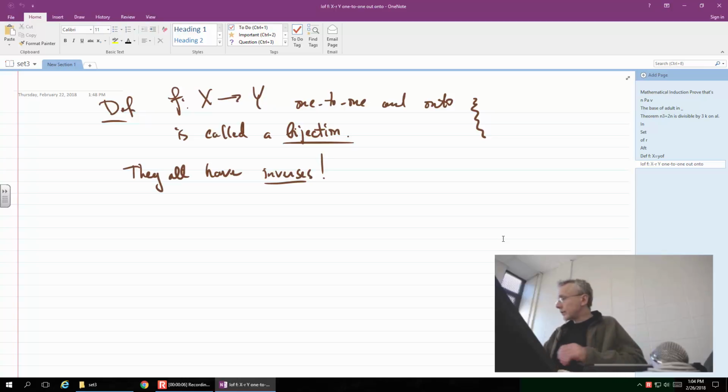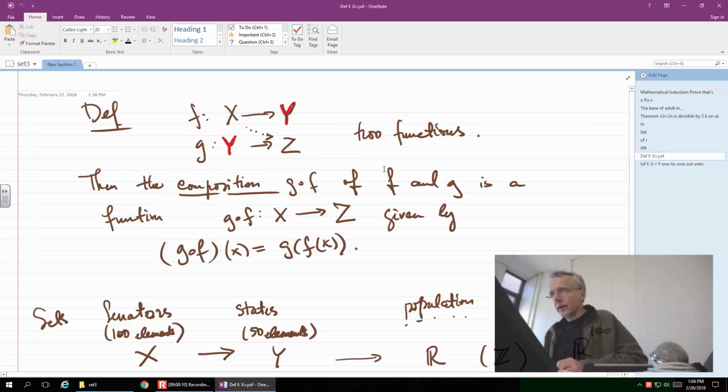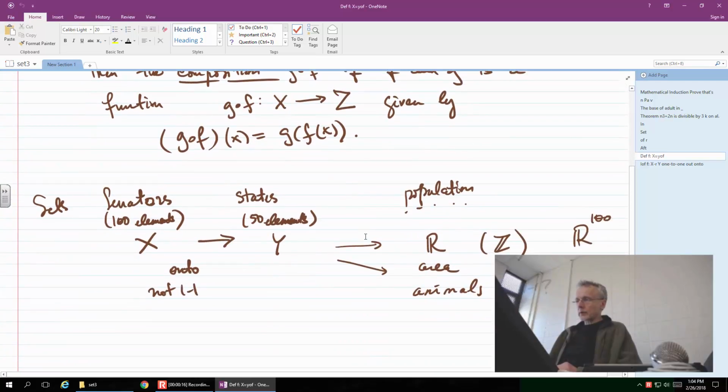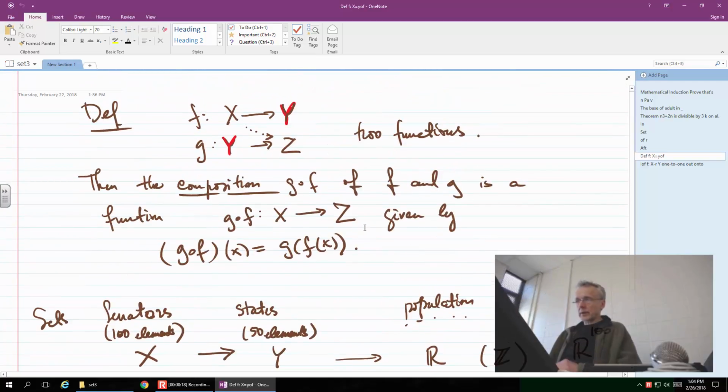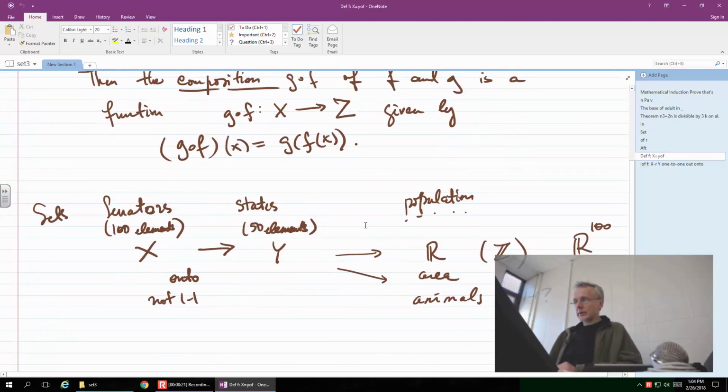Okay, so we continue talking about set theory, and now with the addition of functions. We talked about functions. We talked about compositions quite a bit.